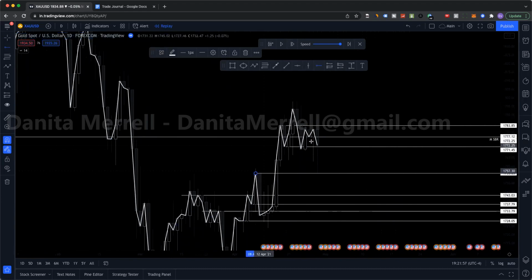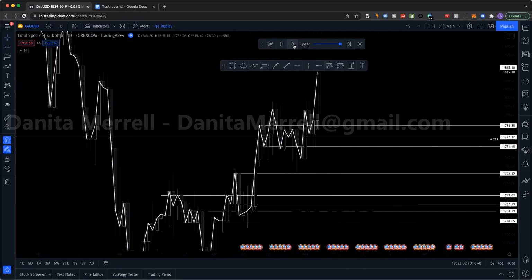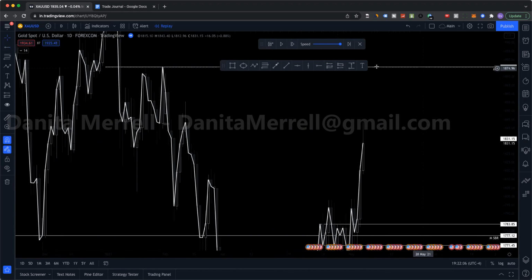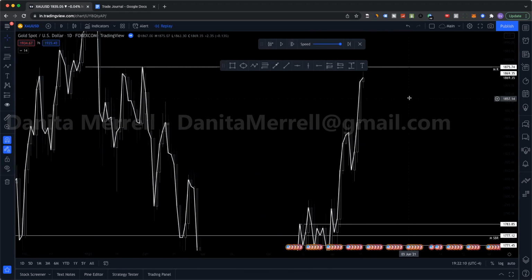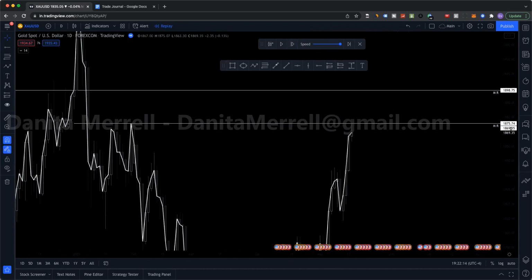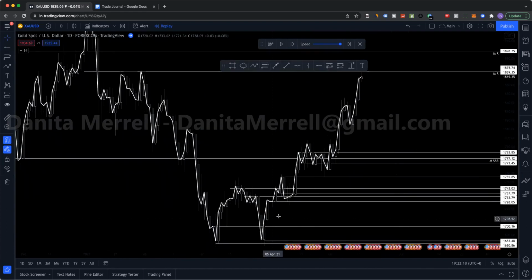Level here. And we can see price heading towards that monthly resistance. Okay. So now that monthly resistance point, monthly to monthly, is complete. Okay, I hope that makes sense.